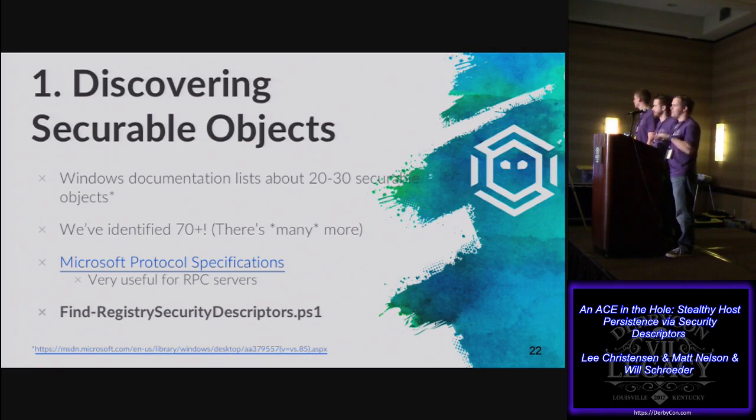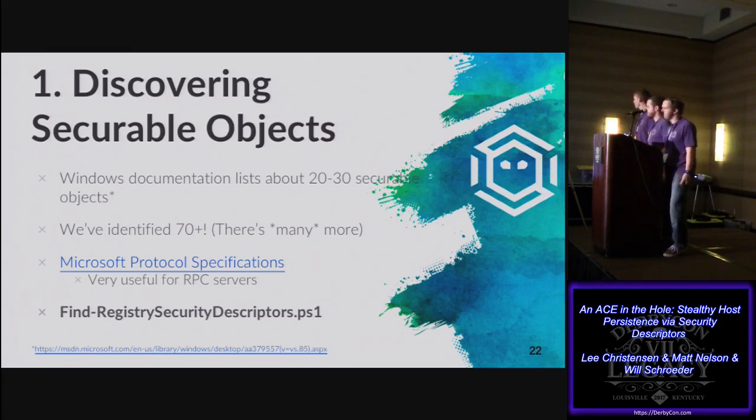So the first step, discovering securable objects. There were a few different approaches that we took. When you first start diving into securable objects, if you do just a quick Google search, you'll come up on MSDN, where they list anywhere from like 20 to 30 objects. That's not quite the case. We've identified over 70, and that list just keeps growing the more we dig into it. There are so many different object types, so many different RPC servers, DCOM servers, so many different applications that use security descriptors, that this list is going to keep growing.